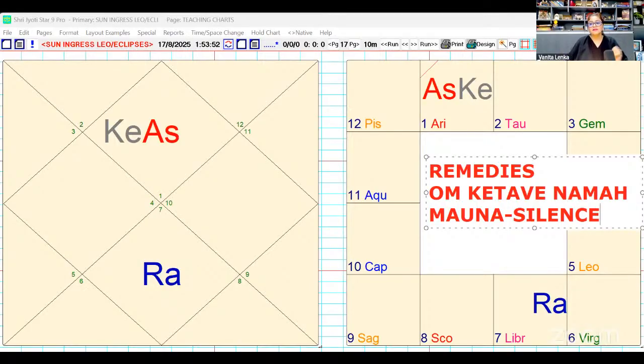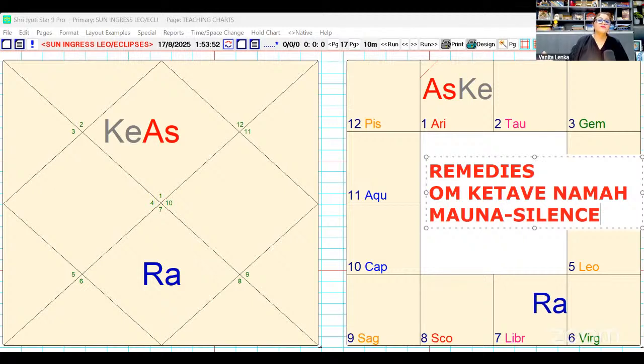Practice silence, dream journaling, and spiritual pilgrimage, especially to a river or ashram. Go close to a river. And if you want to wear a gemstone, wear the gemstone of the planet or the sign he's seated in. Suppose it is Aries, then wear a red coral.